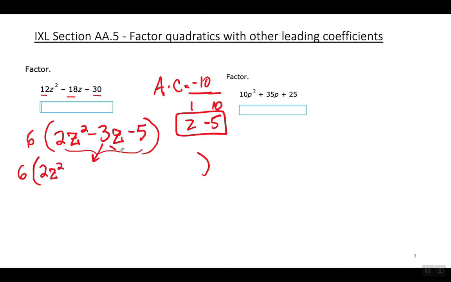Okay, the negative 3z, I'm going to replace it with plus 2z minus 5z, and then minus 5 over here. I put the negative 5 in the back and the 2 in the front to keep them close to their related terms. Okay, now I'm going to factor by grouping.